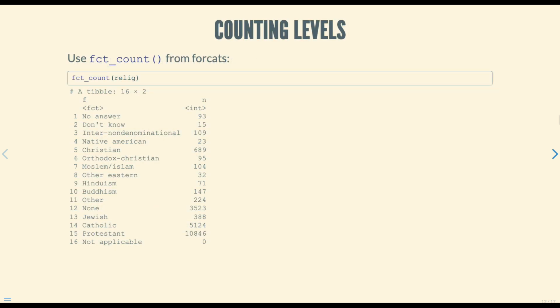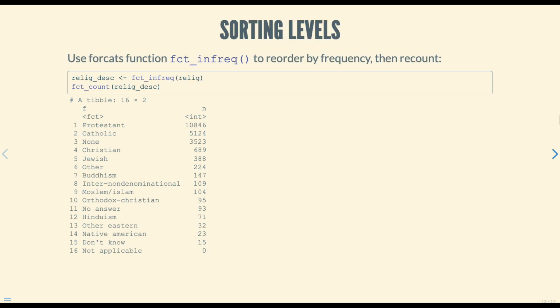To count occurrences of each level, call fct_count(religion). This returns a frequency table in the same order as the factor levels. To sort categories by frequency, first reorder the factor with fct_infreq(religion), then recount. The most common response now appears at the top of the table.